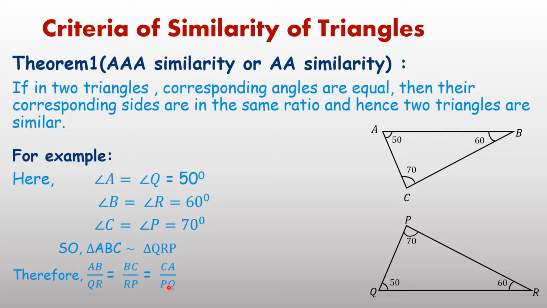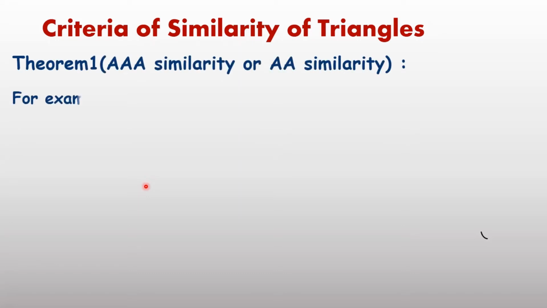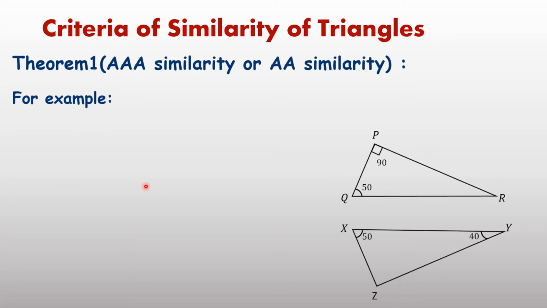And after that you can write both triangles are similar. The first minimum requirement to prove two triangles are similar is triple similarity. If three angles of the first triangle are equal to three angles of the second triangle, then you can say both triangles are similar. One more example.